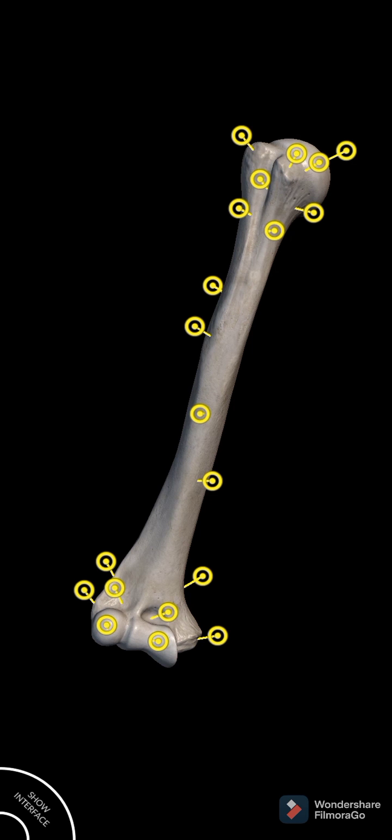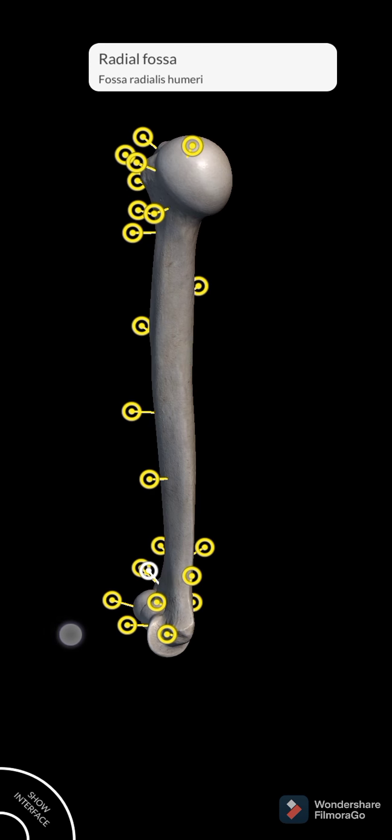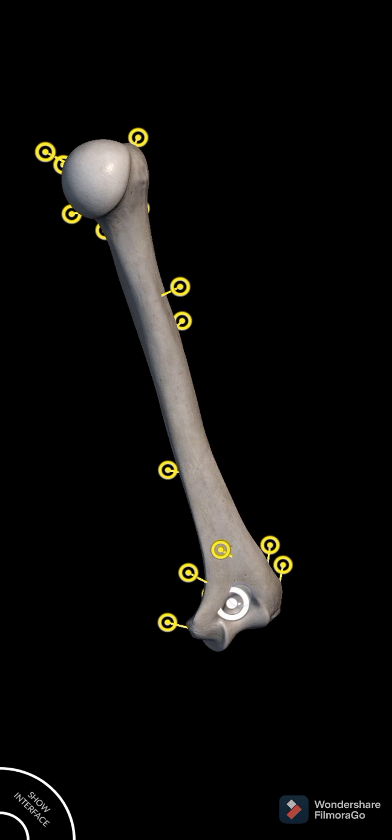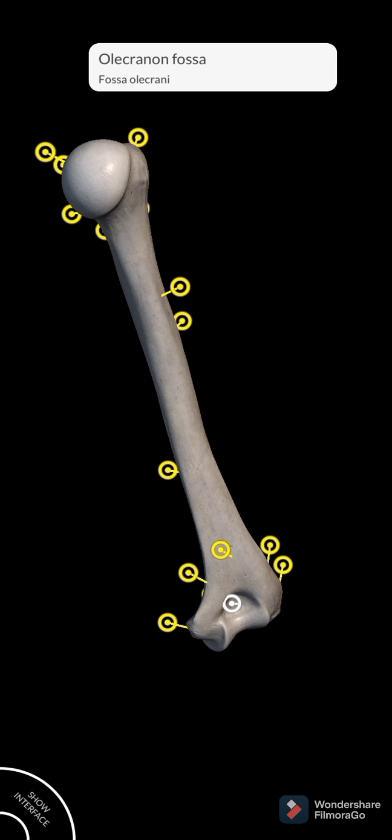The distal end of the humerus also consists of three fossae. Two are visible on the anterior distal surface of the humerus. One is the coronoid fossa and the second is the radial fossa. The third is the olecranon fossa, which is present on the distal posterior surface of the humerus, proximal to the trochlea.